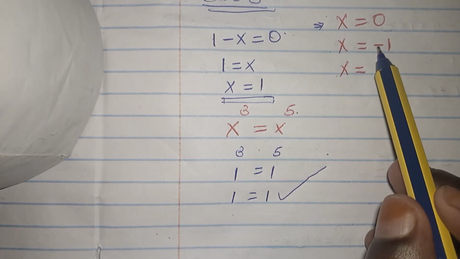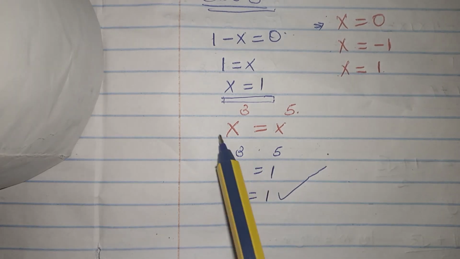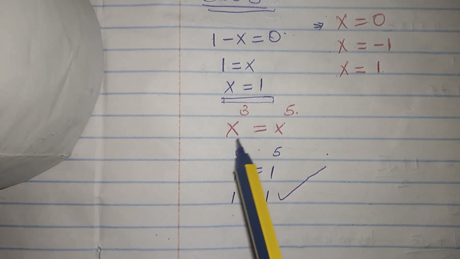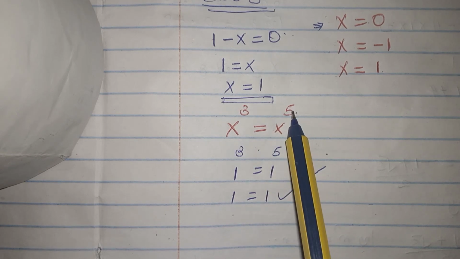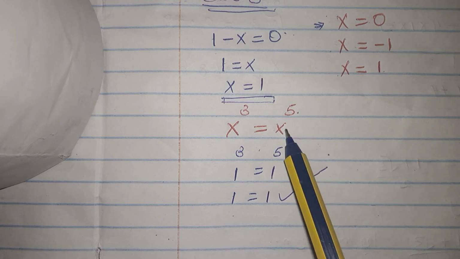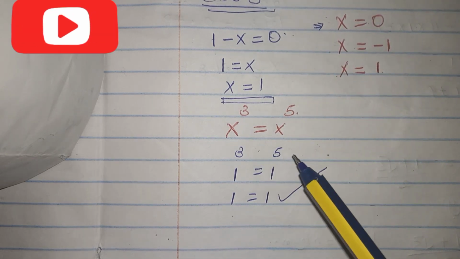With scenario number 2, where we have x is equal to negative 1, negative 1 to the power of 3 gives us negative 1. Negative 1 to the power of 5 gives us negative 1. So this means that these values here satisfy our equation.